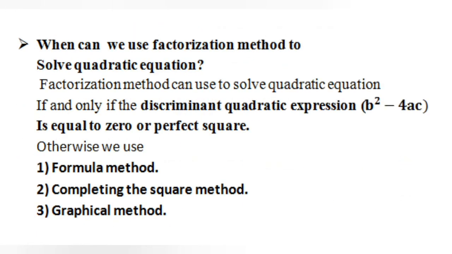When can we use the factorization method to solve a quadratic equation? The factorization method can be used to solve a quadratic equation if and only if the discriminant quadratic expression b squared minus 4ac is equal to 0 or a perfect square. Otherwise, we use the formula method, completing the square method, or graphical method.